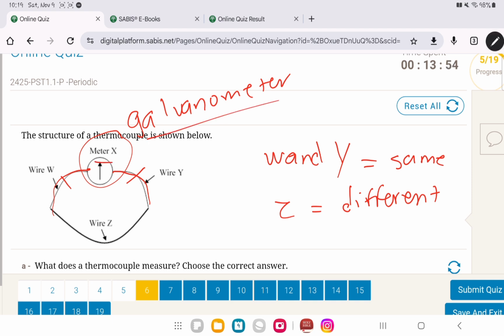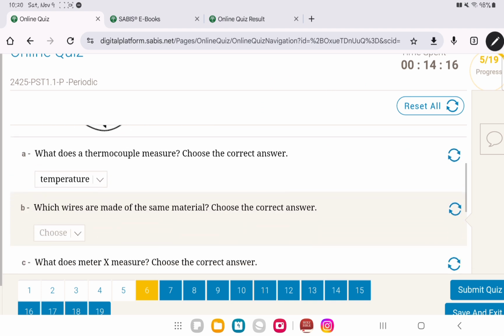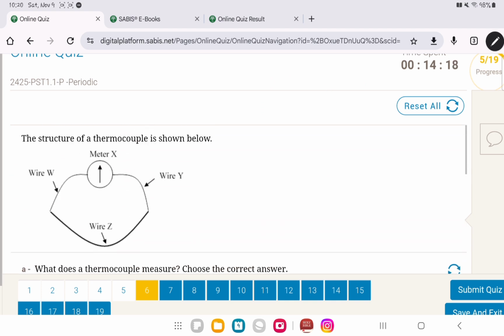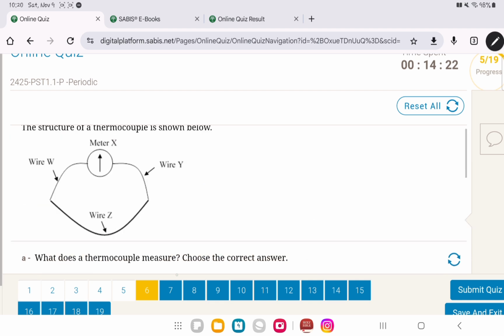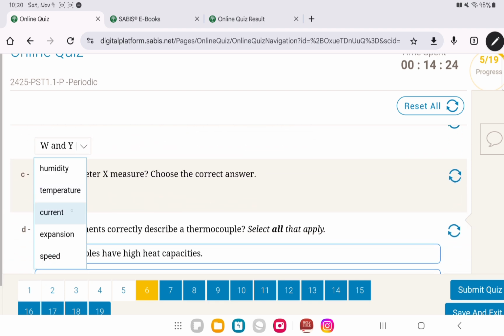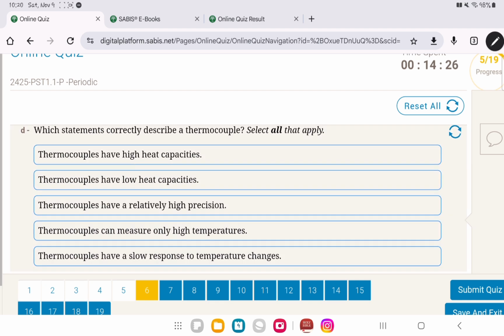What about the galvanometer? The galvanometer just tells us if we have a current or not, and in which direction the galvanometer is pointing. This is where the current is flowing. So the galvanometer measures current. Alright, so if we go down, they told us which wires are made of the same material. We said it's wire W and wire Y. And what does meter X measure? It's a galvanometer, so it measures the current.